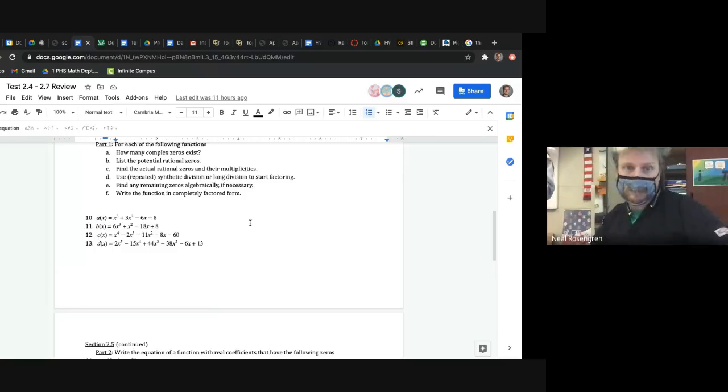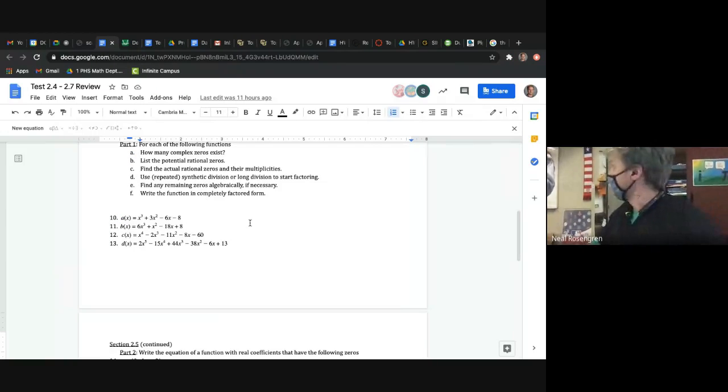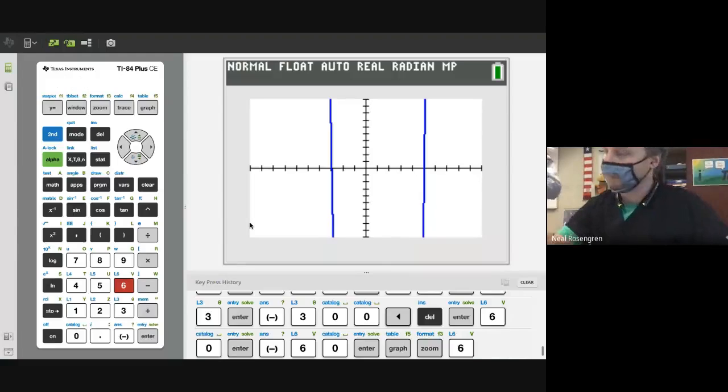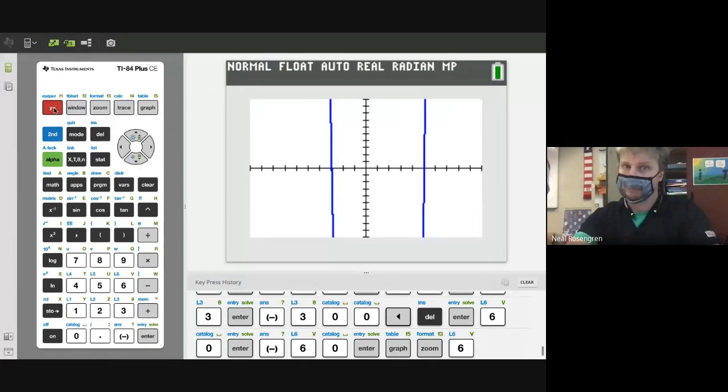Because part E, find any remaining zeros algebraically if we have to, right? And you're going to say like, nope, don't have to. Nope, don't have to for 10 and 11 because we found all of them, right? But for number 12, yeah, I've got this leftover factor. I want to figure out what those complex or irrational zeros are going to be. Okay. I remember talking also for the multiplicity if it was anything else, like if it wasn't a straight line.